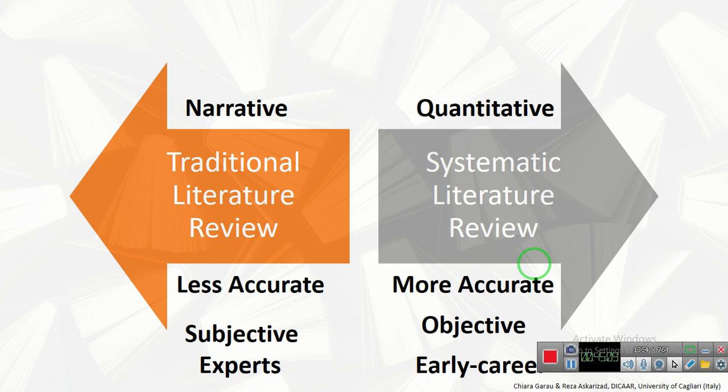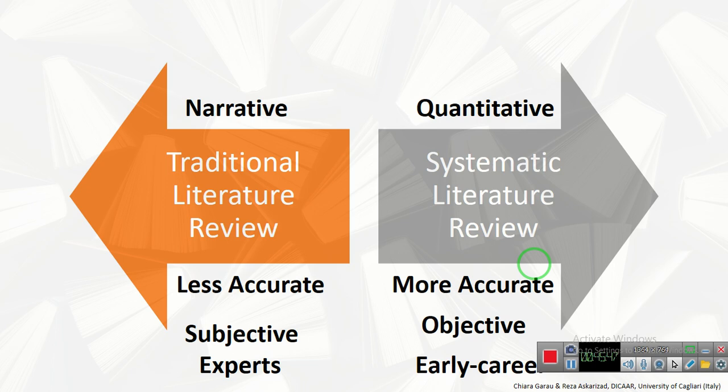Traditional literature reviews, this is the truth and the fact that we have to confess, are less accurate and less precise. But systematic literature reviews are more accurate and precise. Why is it like this? Because in systematic literature review, we avoid biases. What is bias?